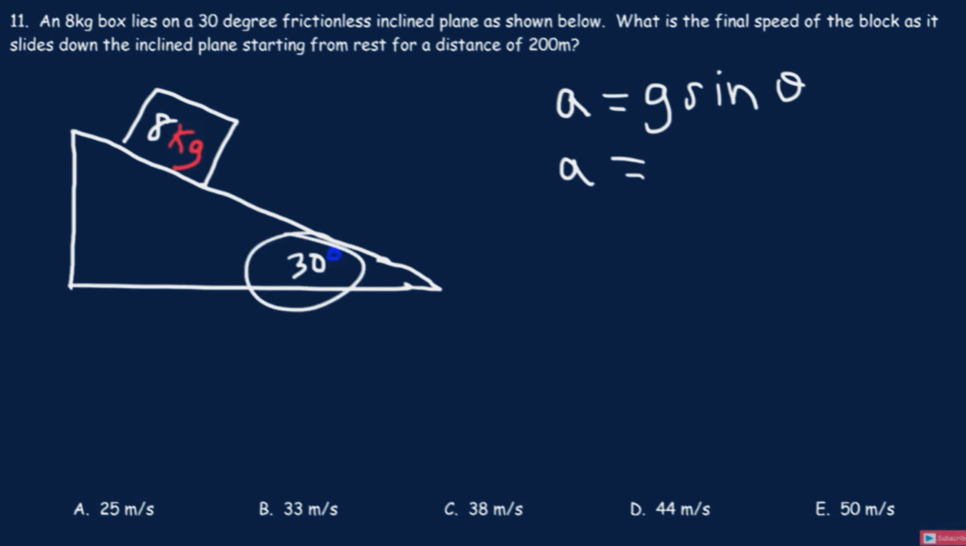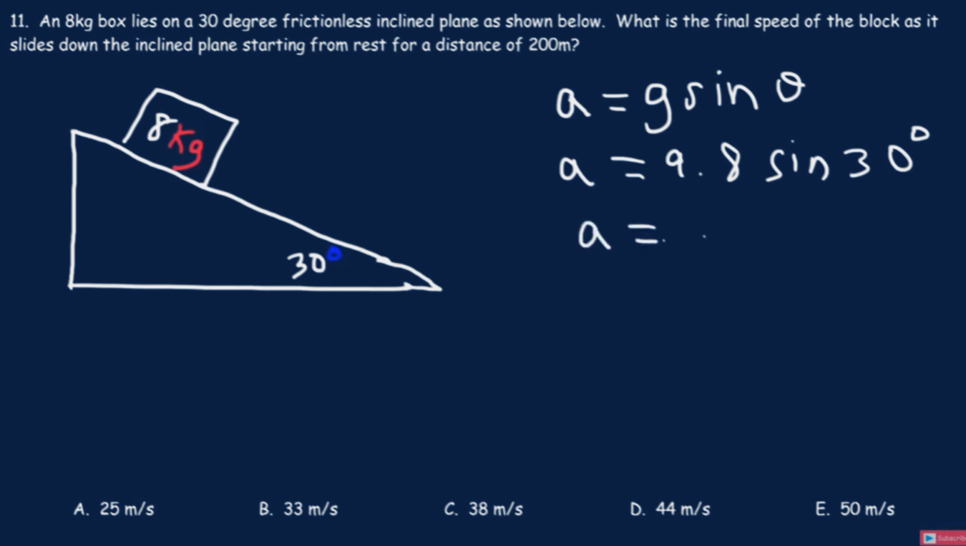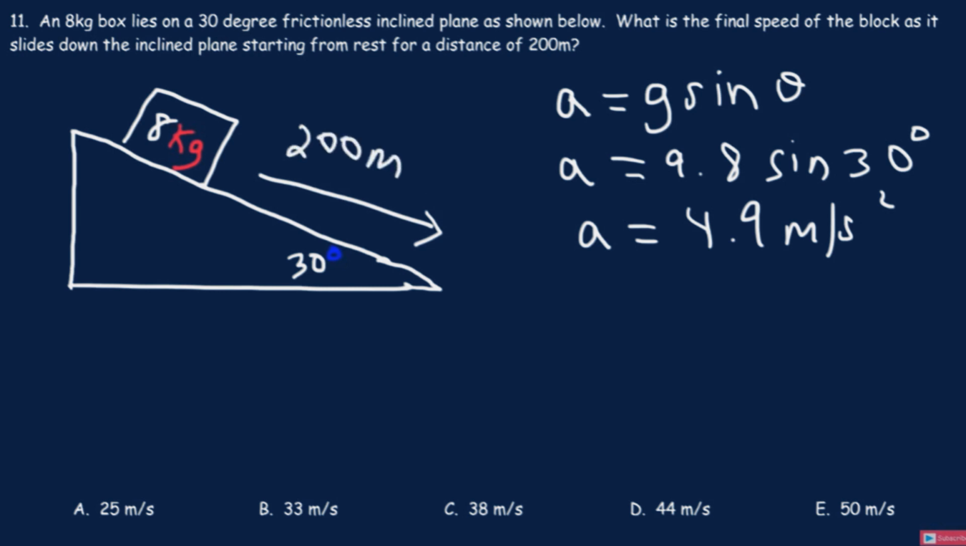g is 9.8 and the angle is 30, so it is 9.8 times sine 30. Sine of 30 degrees is one half. Half of 9.8 is 4.9, so that is the acceleration of the block down the incline. Now it is going to travel a distance of 200 meters down the incline.